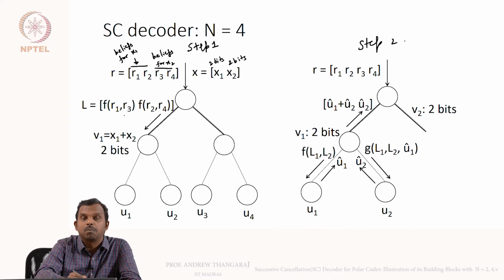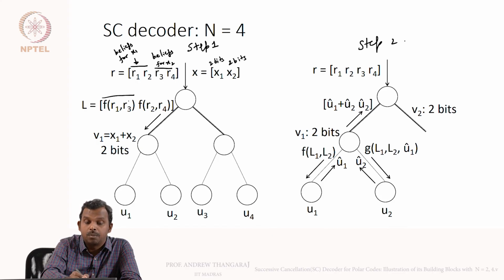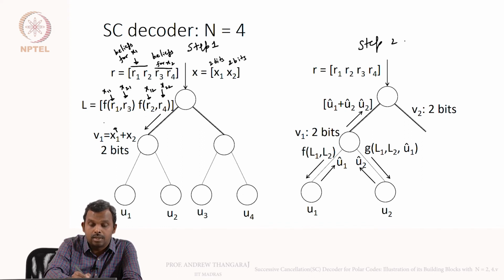You use min sum again. How do you use min sum? You use min sum on R1, R3. Why? This is the belief for X11, this is the belief for X21, this is the belief for X12, this is the belief for X22. And V11, the first bit of V1, is actually X11 XOR X21, right? This is X11 plus X21, and then X12 plus X22.